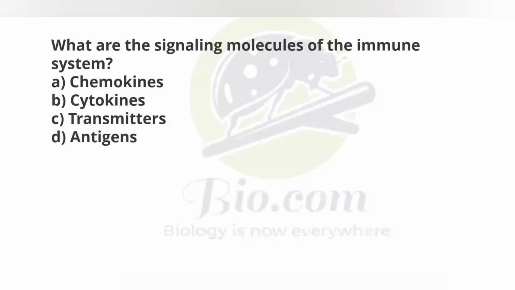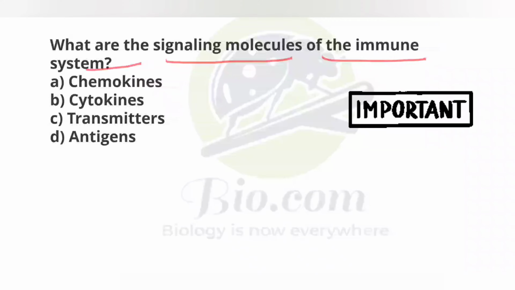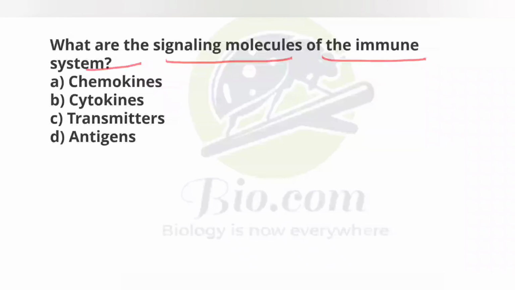So the first question says, what are the signaling molecules of the immune system? Which of the following factors acts as a signaling molecule to initiate the immune system response? Is it chemokines, cytokines, transmitters or antigens?